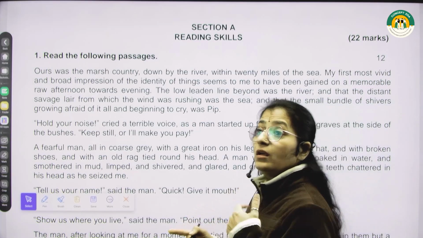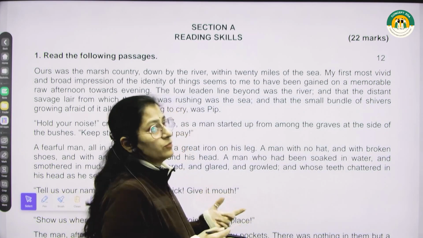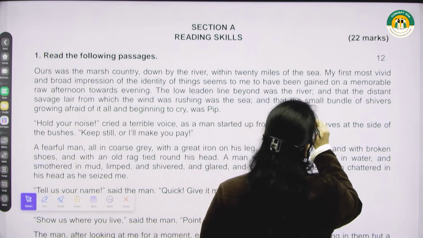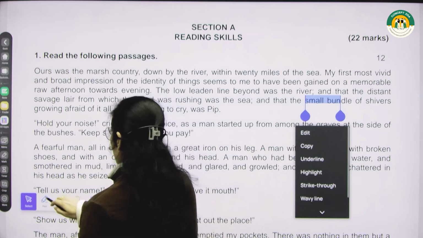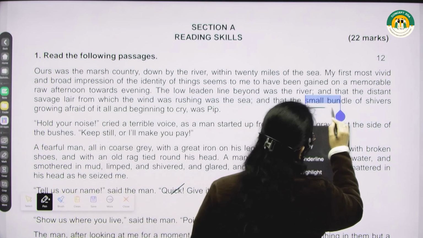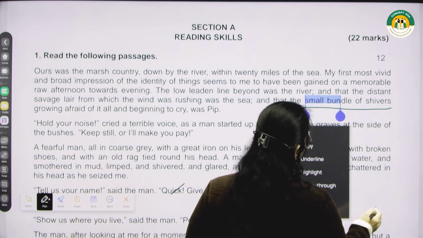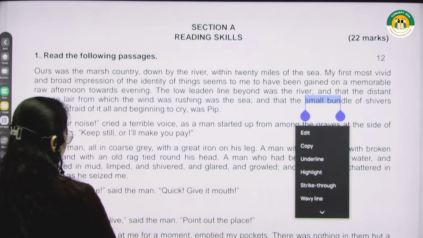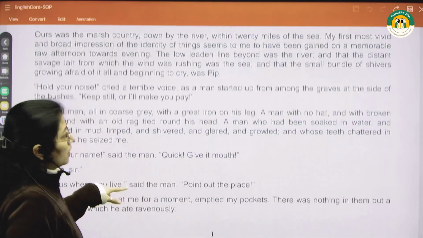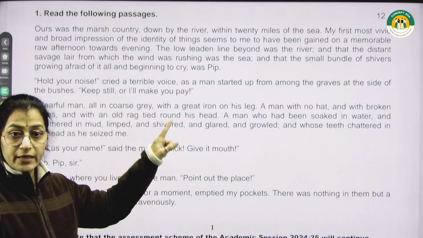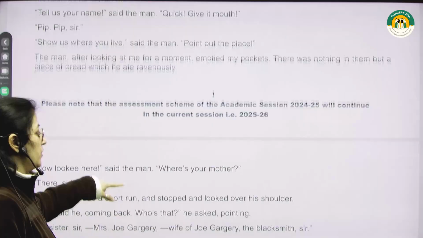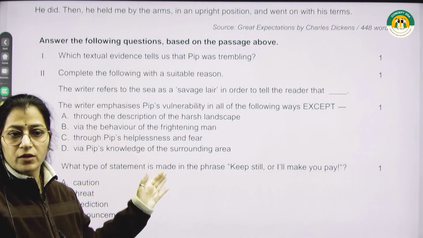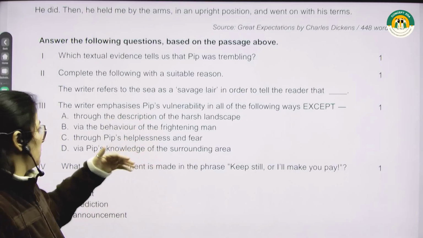What was the question asking? The question was asking that Pip was trembling. Which textual parts suggest this? So just check this. What is written over there? This is telling you something about what was happening there, right? Moving ahead, while you are reading this, you will definitely get the answer. So don't get confused while reading your unseen passage. This is how you are going to solve the question paper one by one, step by step.